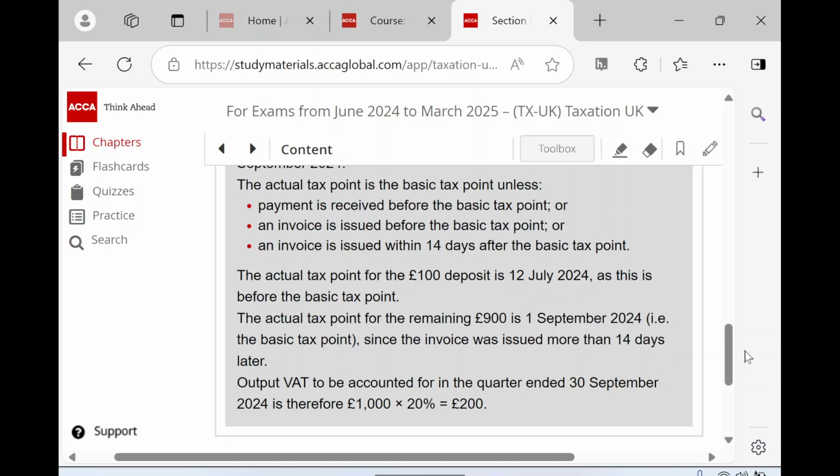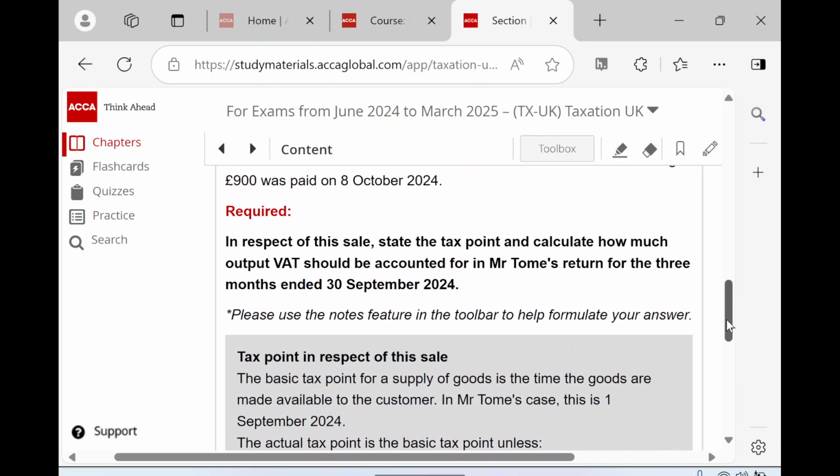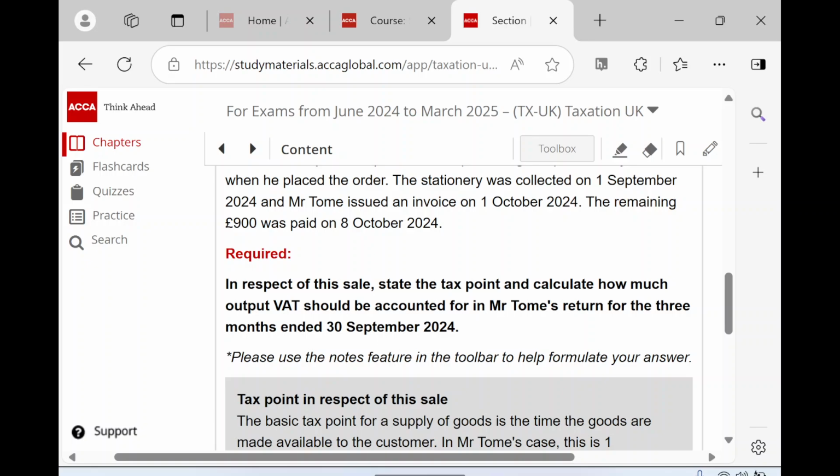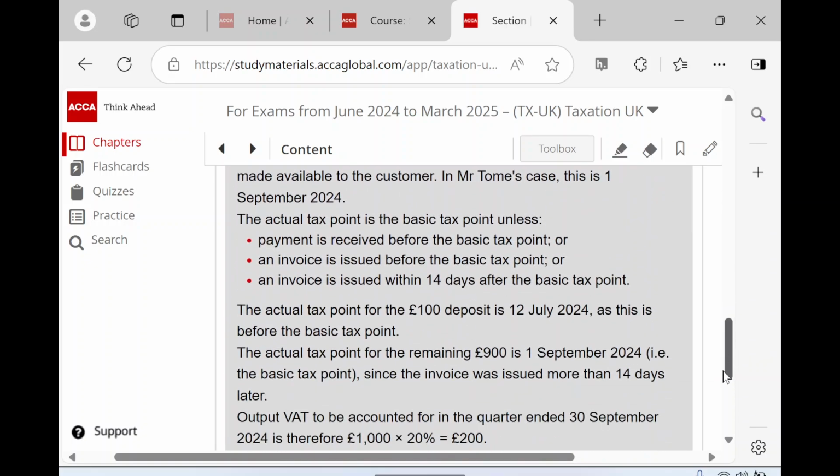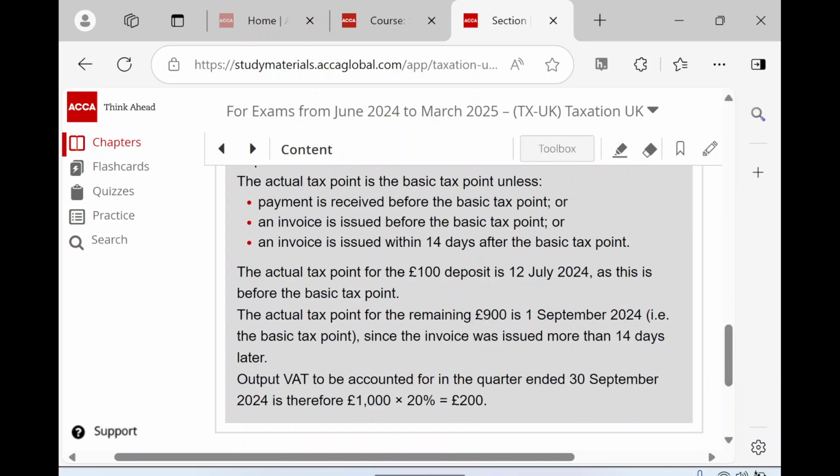Now, the second part of the question was, okay, what's the deal in terms of the output tax? Let me just remind you, and indeed myself, yeah? Okay, so how much output tax should be accounted for? So in terms of the detail, well, we know how much it's going to be because all of these items, i.e. both, are within that quarter. Therefore, output tax must be 20% on top. That's it, we're done, okay?